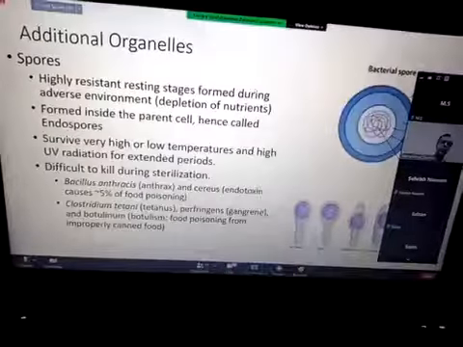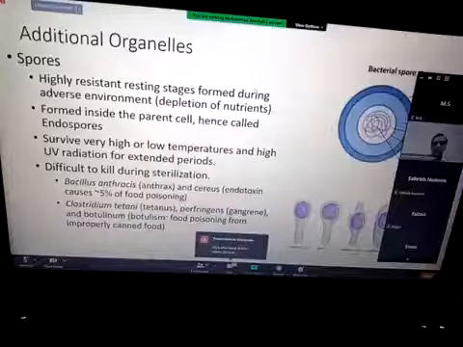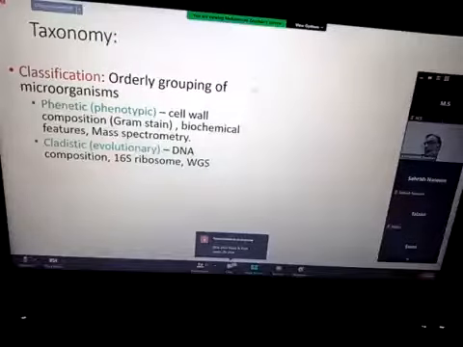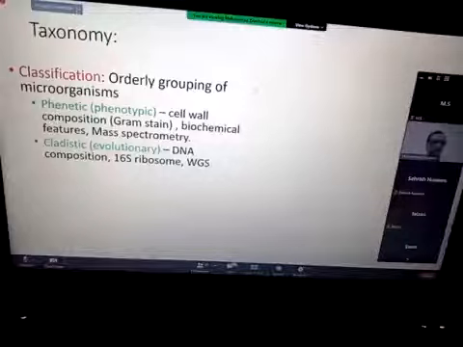So these are the important organelles we have discussed, the cell wall structures. Now I move to another important component, which we call taxonomy. Why is taxonomy important? Taxonomy has different components. I will touch on the very important ones, starting with classification. We classify bacteria to have an orderly grouping of microorganisms.